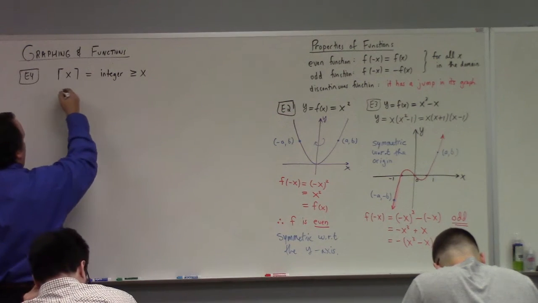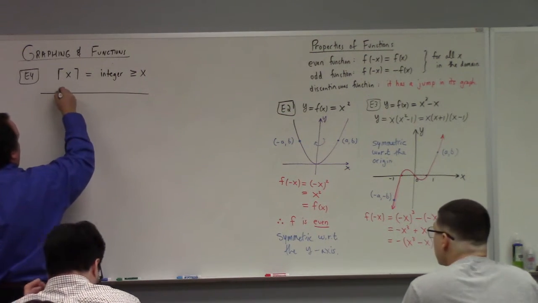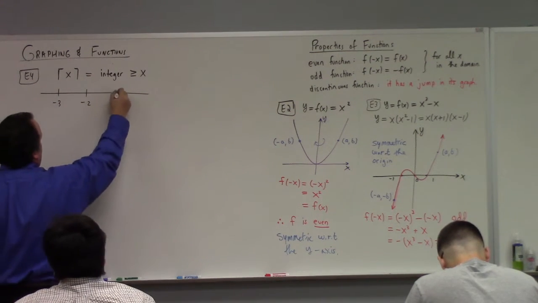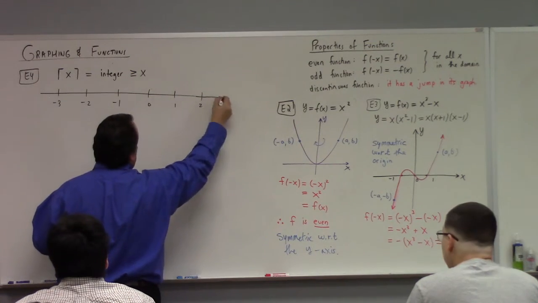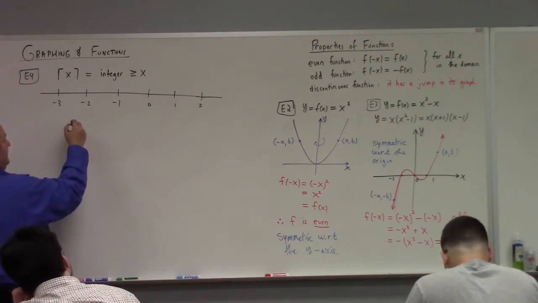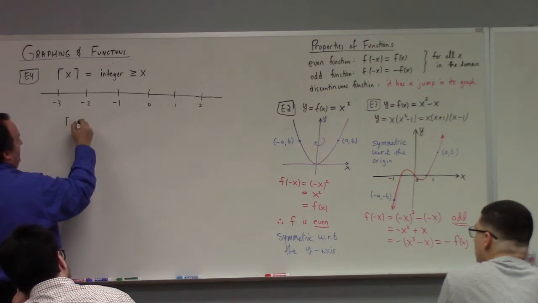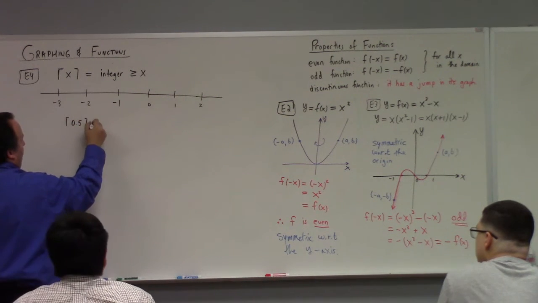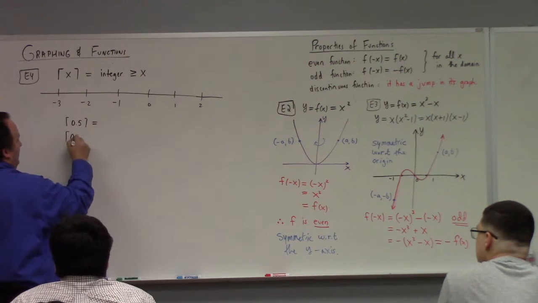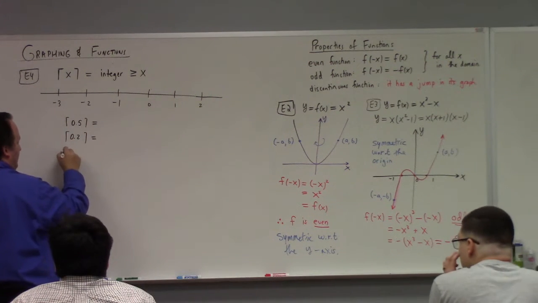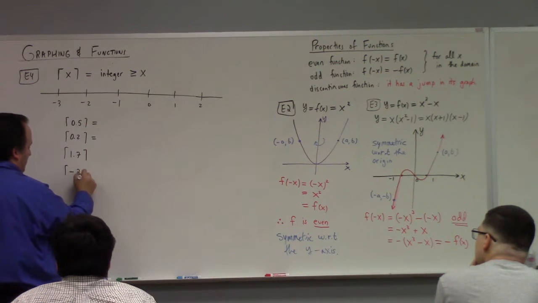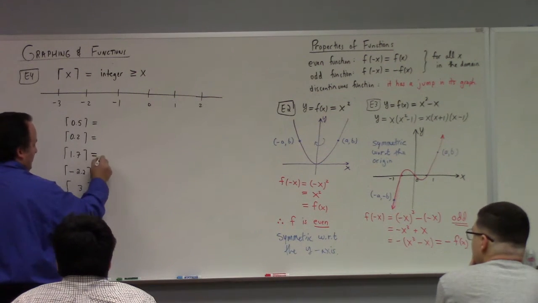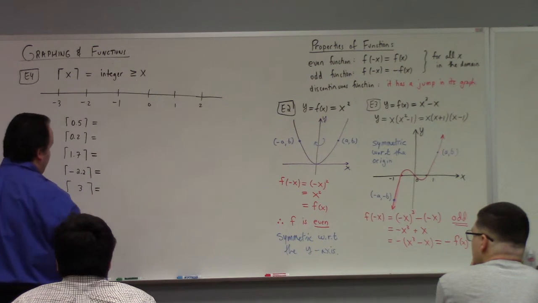So let me draw a number line to help us out. So -3, -2, -1, 0, 1, 2. Okay, great. So if I ask you what's the ceiling function of, say, 0.5, what would that be? What's the ceiling function of 0.2? What's the ceiling function of 1.7? What's the ceiling function of -2.2? What's the ceiling function of 3? If we can answer these questions, then we pretty well understand the ceiling function.